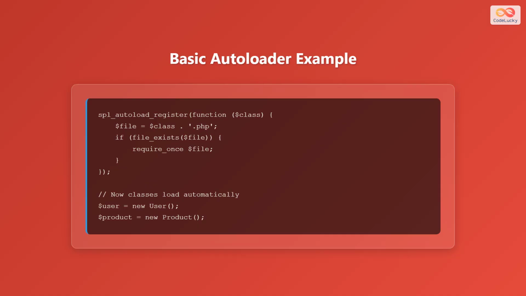Here is a basic example of how to use spl_autoload_register. We call spl_autoload_register and pass it a function. This function takes the class name as its argument. Inside the function, we construct the file path by appending .php to the class name. Then we check if the file exists using file_exists, and if it does, we include the file using require_once. After registering this autoloader, you can simply instantiate your classes like User and Product, and the autoloader will automatically include the corresponding files.